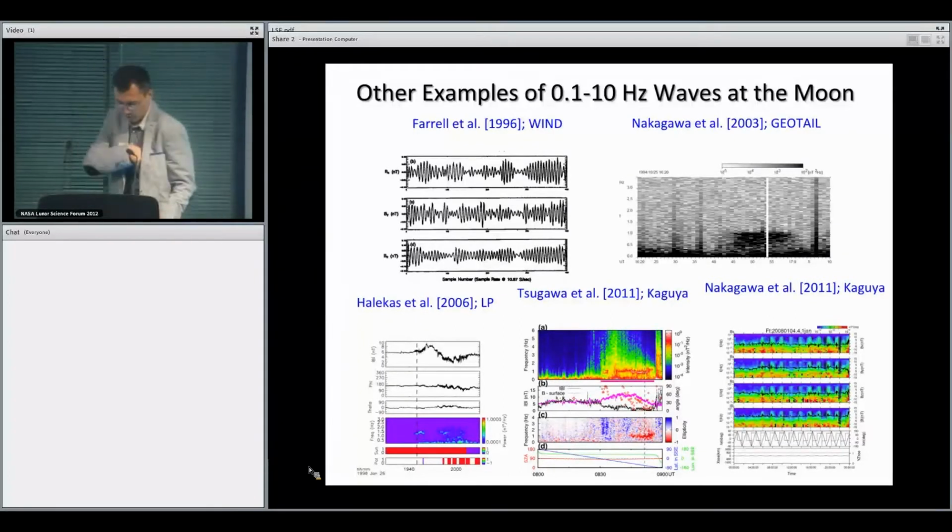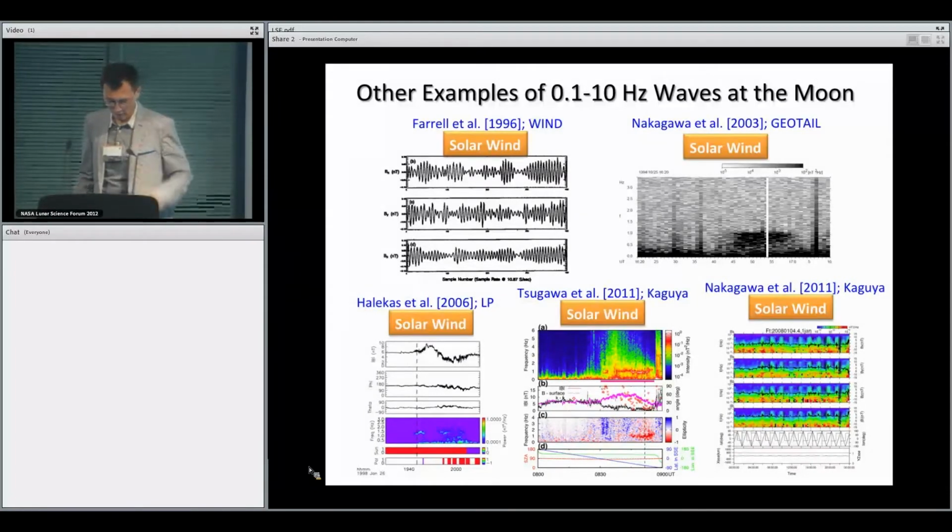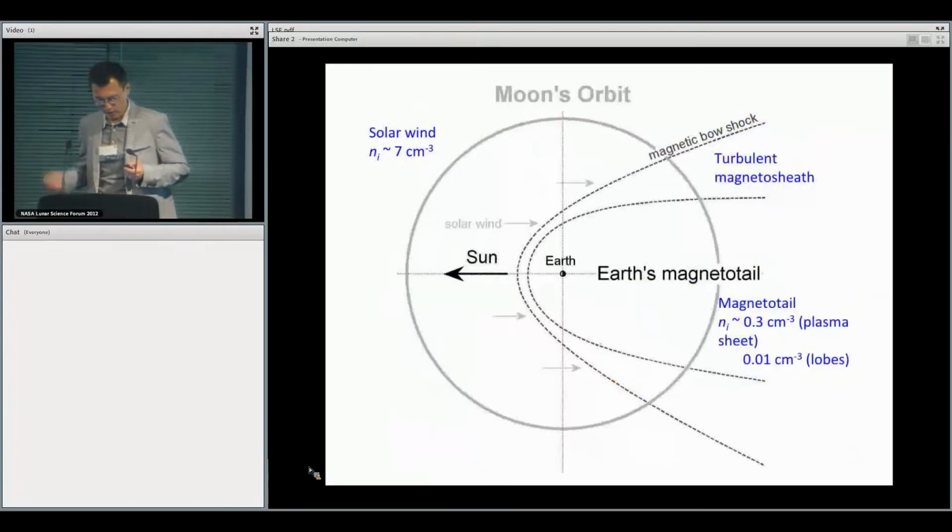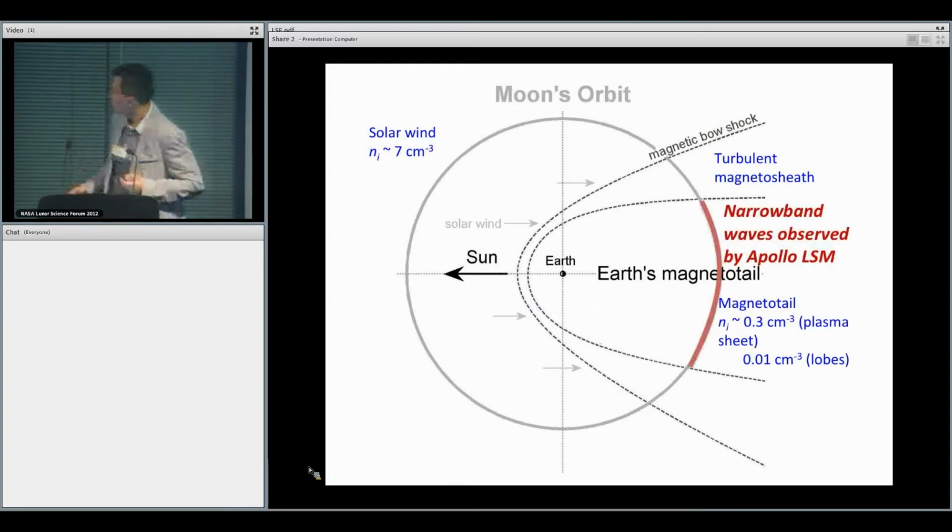What I'm showing here are several examples of the waves at similar frequencies reported by different teams, using Wind, Geotail, Lunar Prospector, and Kaguya data. All of these have a similar condition: they are all observed in the solar wind. But when I found the nice monochromatic waves, they were in fact observed in the Earth's magnetotail.